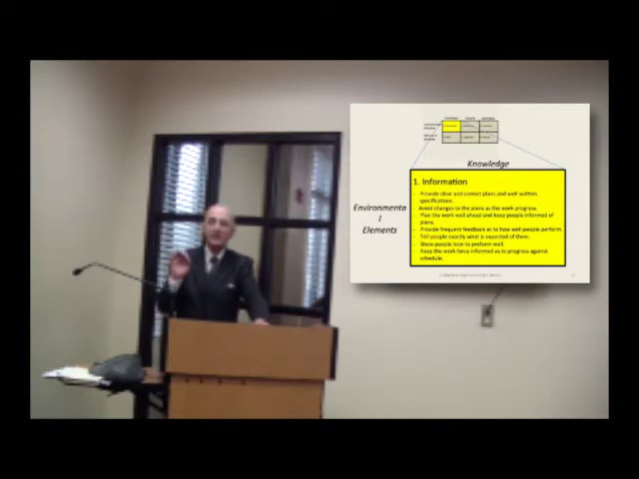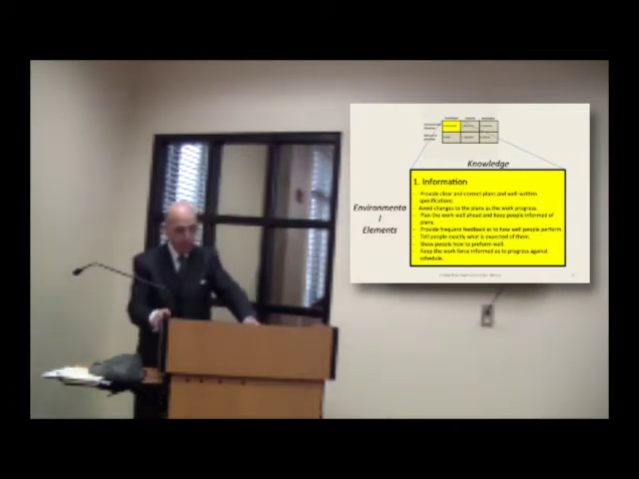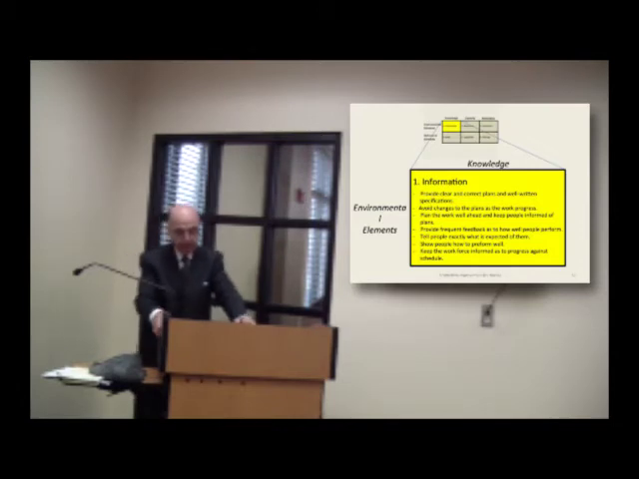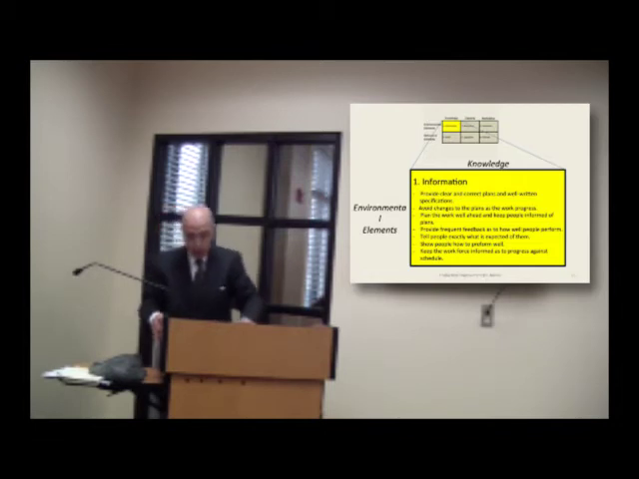Okay, let's look at each one individually. Let's look first at the environmental element, the yellow one. Let's look at the knowledge, information. Provide clear and correct plans and well-written specifications. Avoid changes to the plans as the work progresses. Plan the work well ahead and keep people informed of plans. Provide frequent feedback as to how well people perform. Tell people exactly what is expected of them.